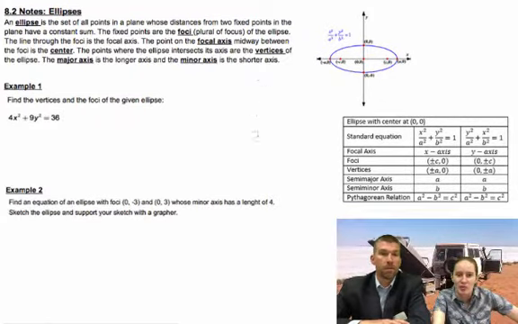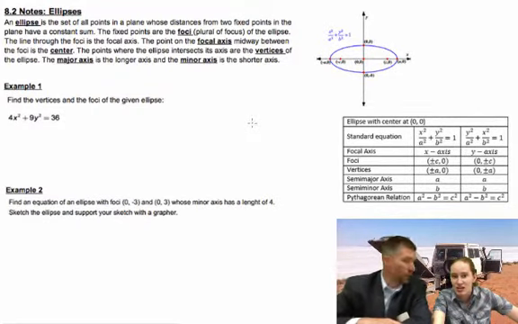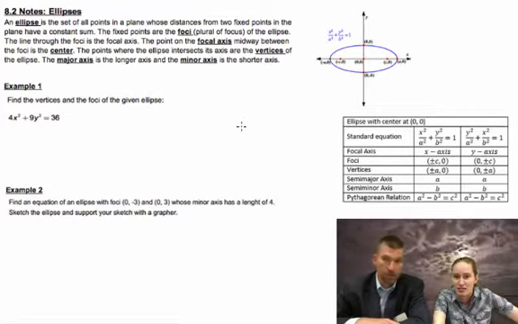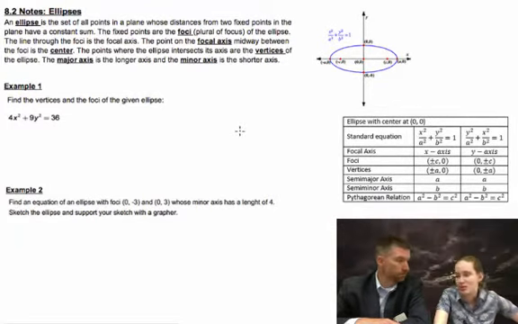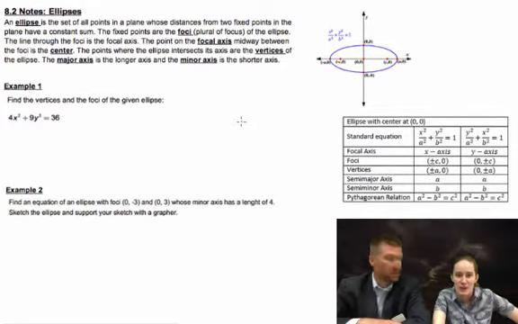So some more vocabulary. The line through the foci is the focal axis. That's an important one to remember too. The point on the focal axis midway between the foci is the center, which is usually pretty obvious. The center is the center.